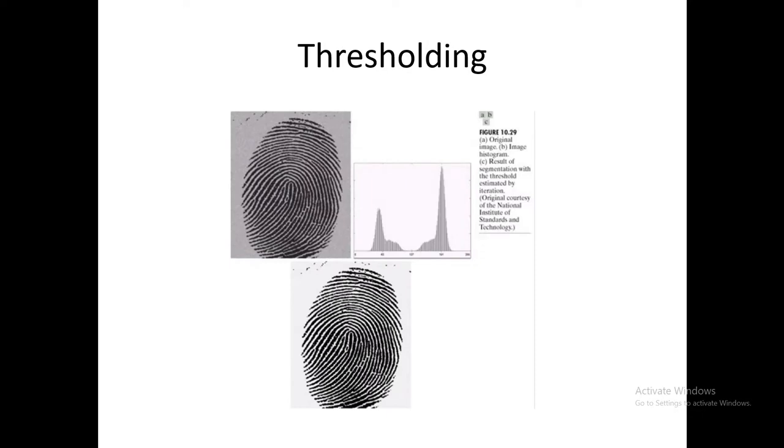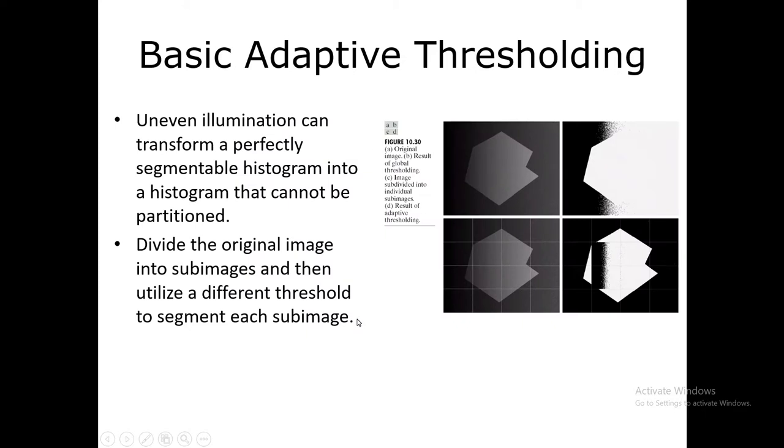Here we can see an original image, this is its histogram, and this is the segmented image obtained by iteratively estimating the threshold value. These are for very specific images, and that kind of image we can segment very easily.